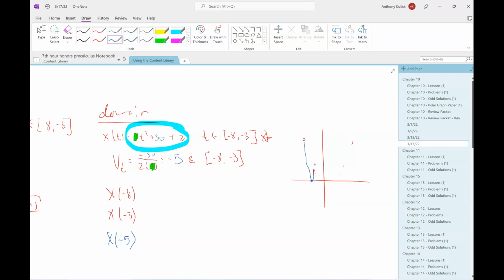You know what I mean? So we do need to check the vertex there, because it could be one of the endpoints for the domain or range, depending on what you're working on. Does that make sense?